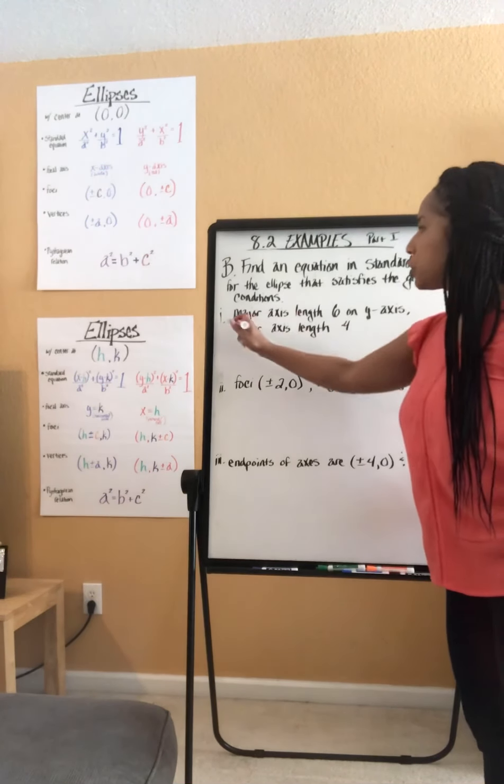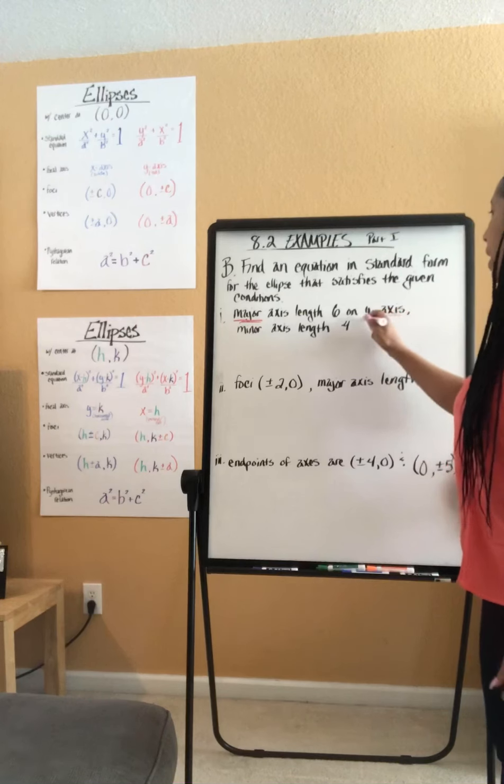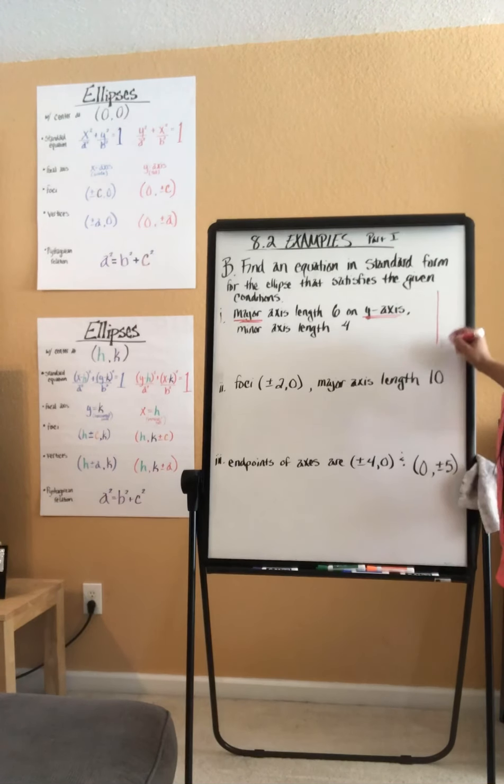If the major is on the y-axis, we know the y-axis goes up and down. So this thing is tall, okay? This is a tall ellipse. The major is on the y-axis and the length is 6. The whole thing is 6.